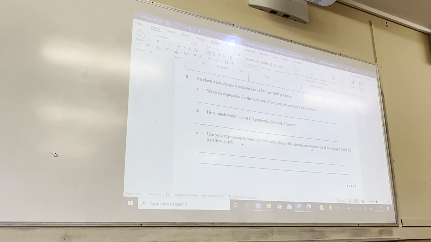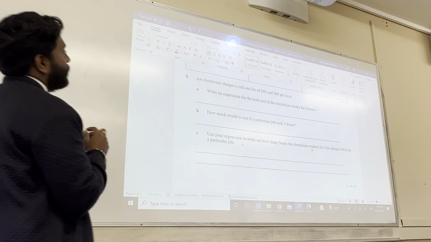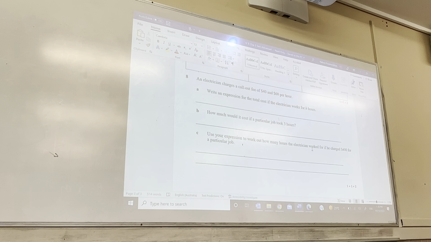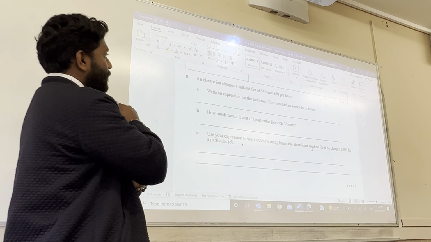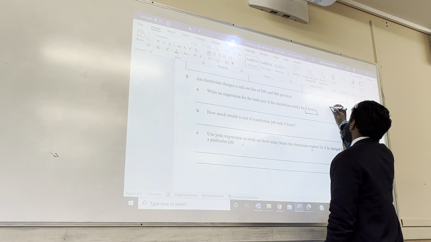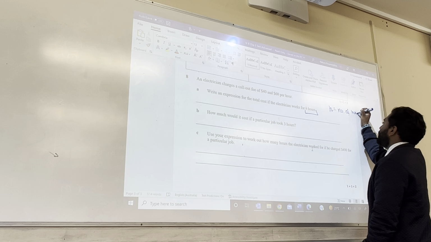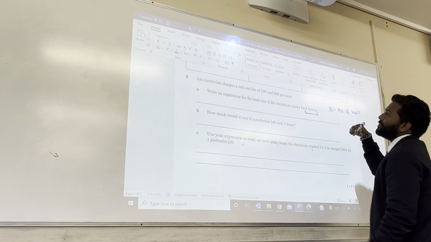So this question here, we're dealing with a word question. It says the electrician charges a call-out fee of $40 and $60 per hour. Write an expression for the total cost if the electrician works for H hours. So H is the number of hours, and then we've got here, write an expression for the total cost.